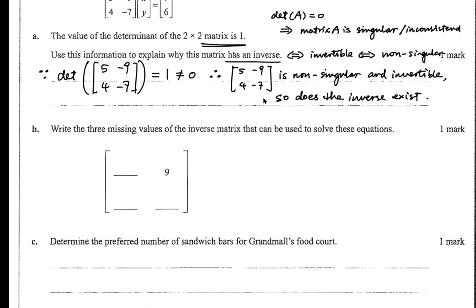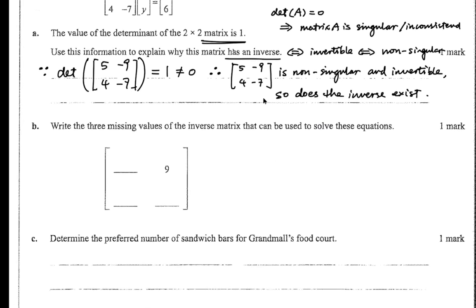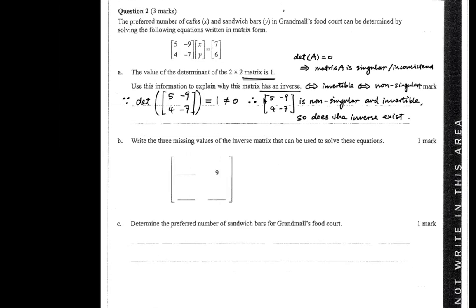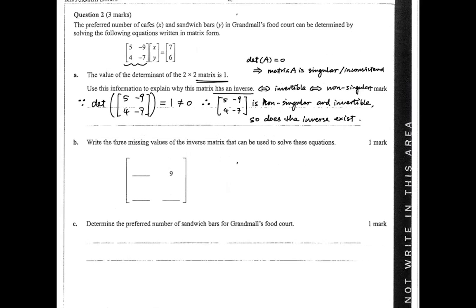Right. Write the 3 missing values of the inverse matrix that can be used to solve these equations. We can use our calculator. Raise this matrix to a power of -1, okay?